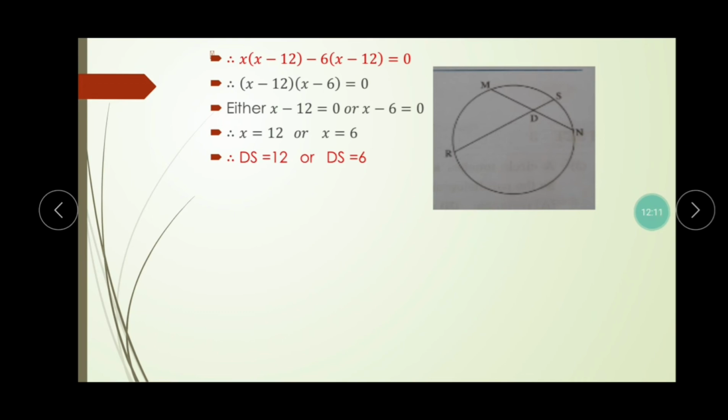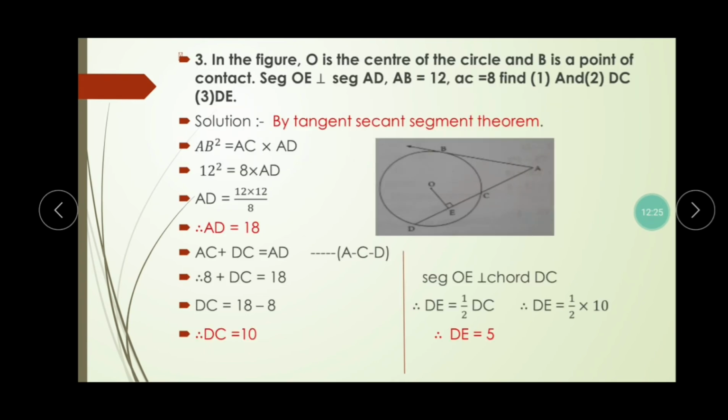Now here either X will be equal to 12 or X will be equal to 6. So the value of DS is either 12 or 6. This is question number 2. Now we move on to question number 3.